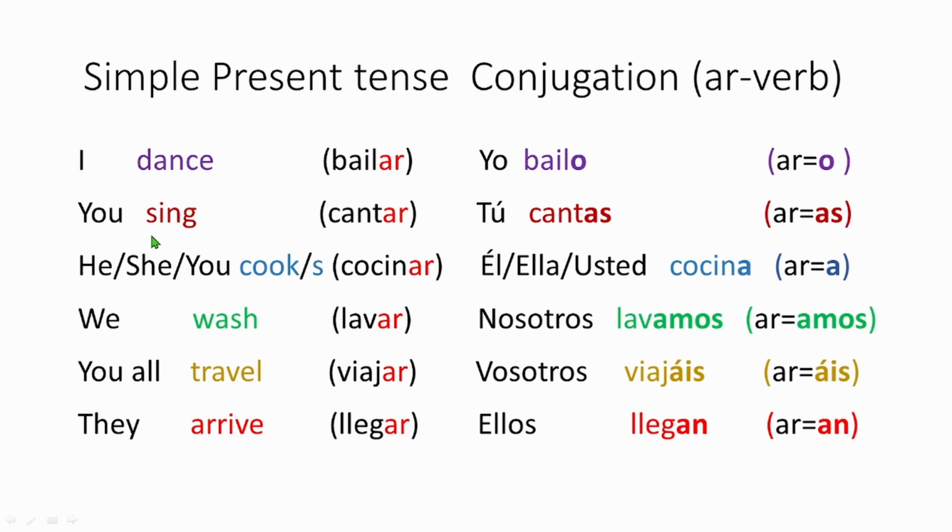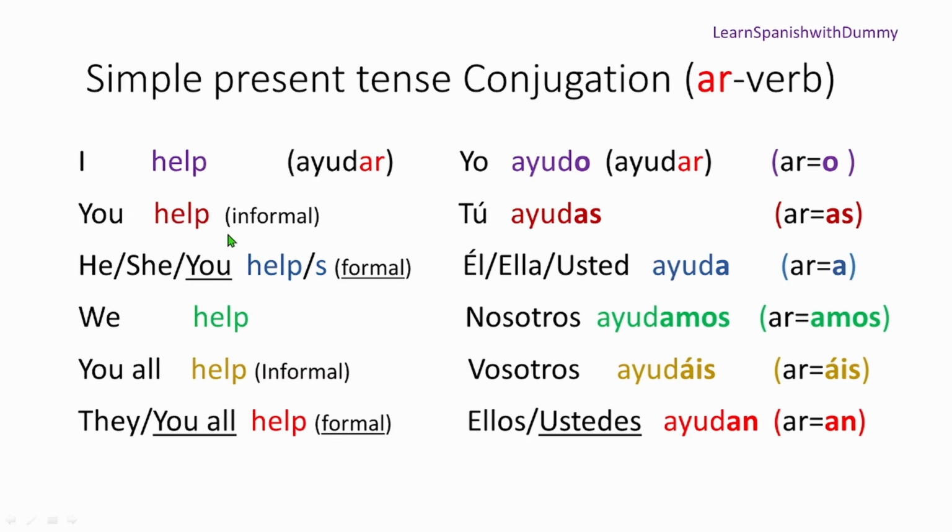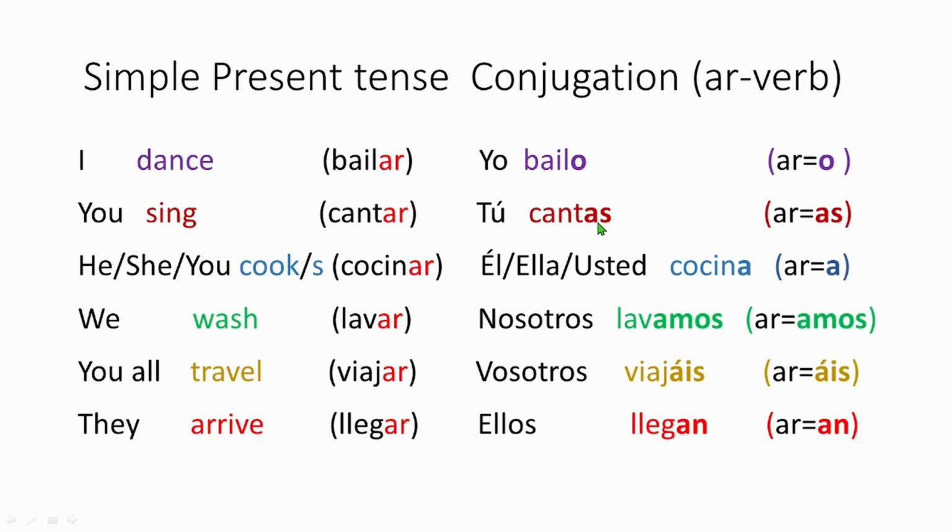Okay, now we have you sing. You sing, and cantar is the verb to sing in Spanish, an AR ending verb. So you say tú cantas. Tú cantas, same thing. What we did, AR is replaced with AS. Cantas, because it's the second person, right? That was the rule. If we go back here, see, you help for the informal, tú ayudas. For help, we did the same thing. In help, it's ending with AS, and in sing also it's ending with AS for the second person.